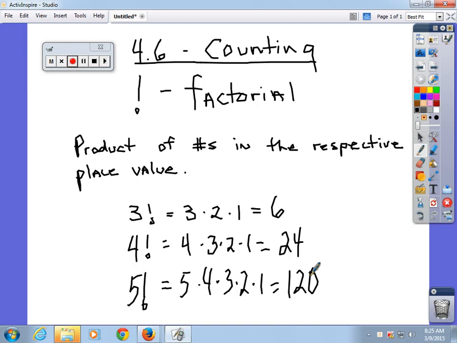All right? Now, why do we use counting? Why do we use factorial? Well, factorial is used with combinations and permutations. All right? And we're going to learn about that in the next couple of slides.